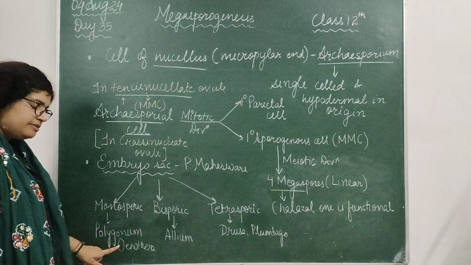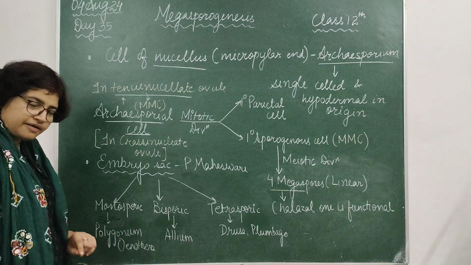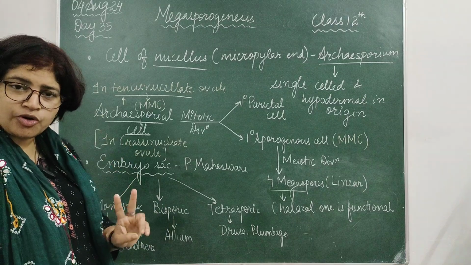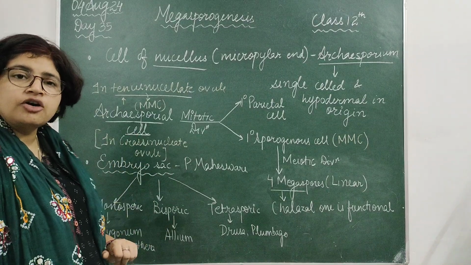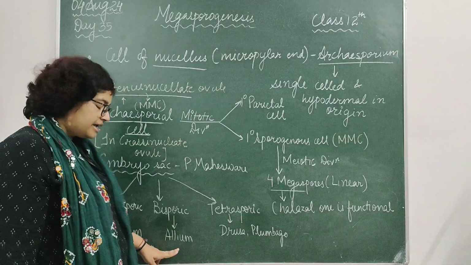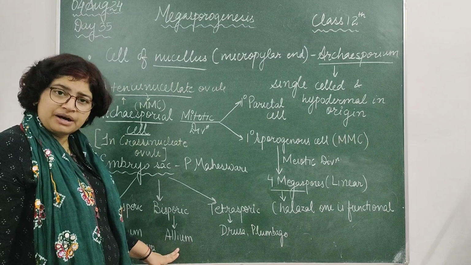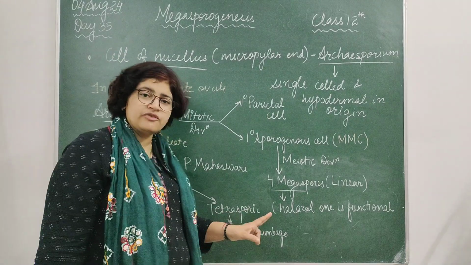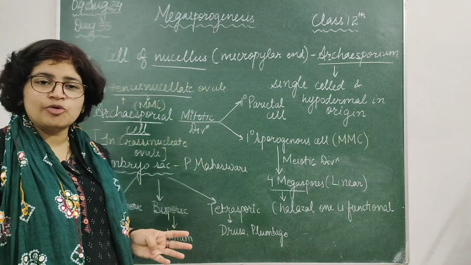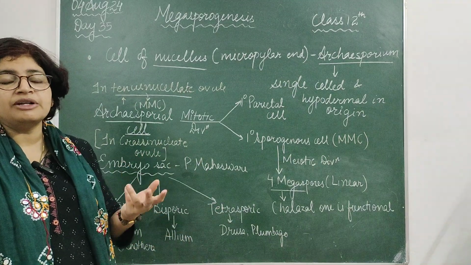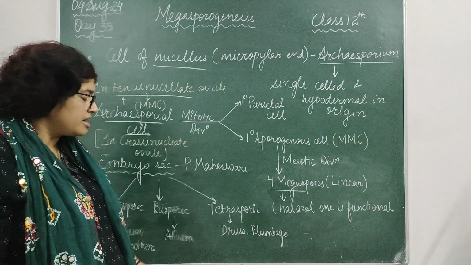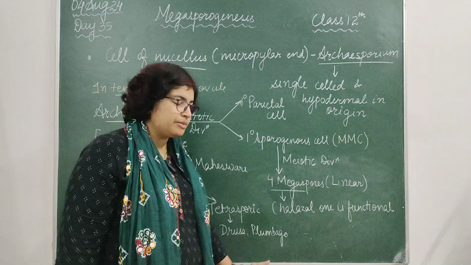It is observed in Polygonum and Oenothera. Bisporic development, where 2 megaspores will develop into a mature embryo sac. In that case, the example is Allium cepa. After that, tetrasporic, where all the 4 megaspores will mature and develop into their individual mature embryo sacs, and it is observed in Rosa and Plumbago.